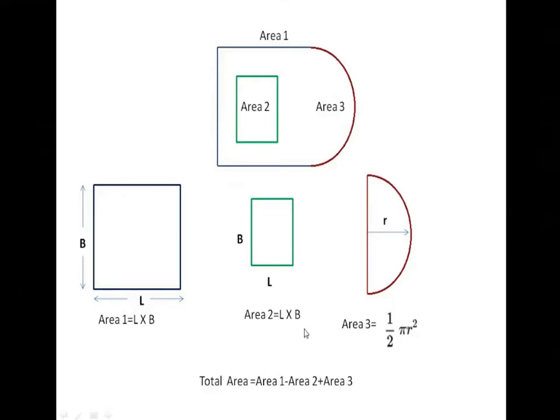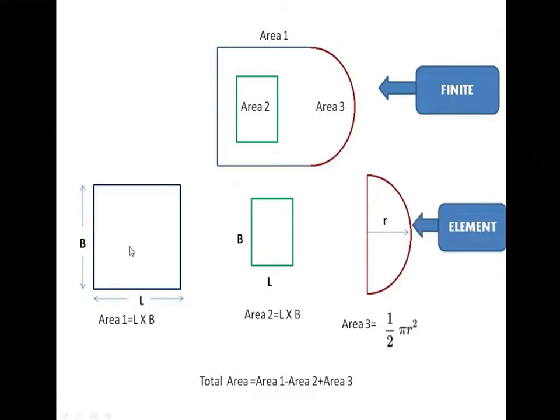So what is this process all about? As we know, this complete geometry has a finite number of sub-geometries or sub-elements. That is, three sub-geometries are there, or in finite element language, three elements are there. Individually we have to calculate the area of each element or sub-geometry, that is area 1, area 2 and area 3. So we have analyzed or formulated each element. And finally, in order to calculate the total area of the geometry, we have to do the subtraction or addition to get the total area.